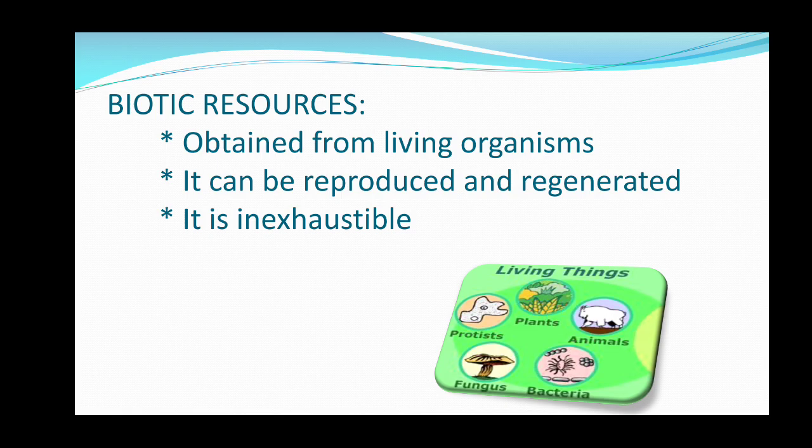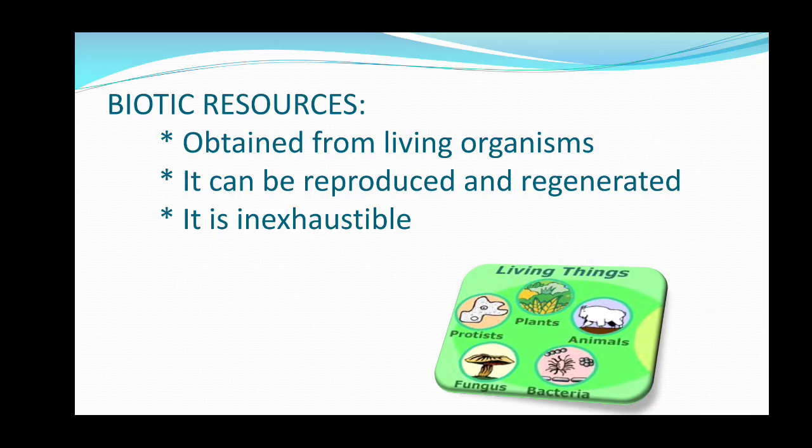And this type of resource is inexhaustible without human interference. Humans don't need to help with reproduction and regeneration. All the things take care of themselves. So that is called inexhaustible without human interference. In this picture, plants, protozoa, fungus, bacteria, animals, they are all doing their work by themselves. They are not seeking any help from any human being. So that is called biotic resources.